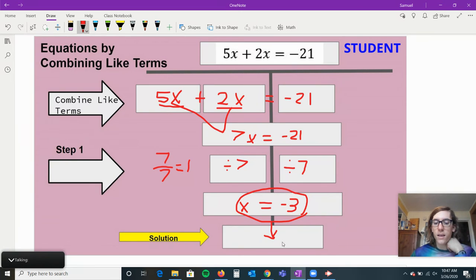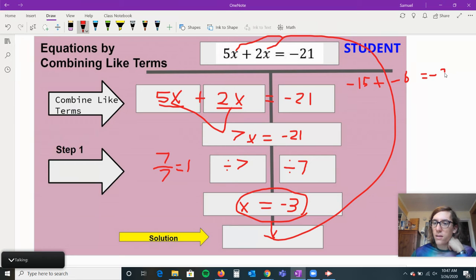We can always plug that -3 back into the start, into these two terms, to see if it makes a true statement. So if I did -3 times 5, that's -15. And -3 times 2 would be -6. So I'd get -15 plus -6 equals -21. Is that true? Yes, it looks like it is, right? 15 plus 6 is 21.